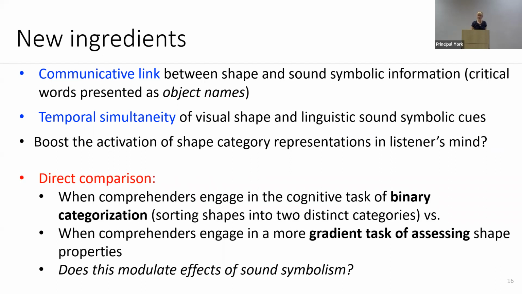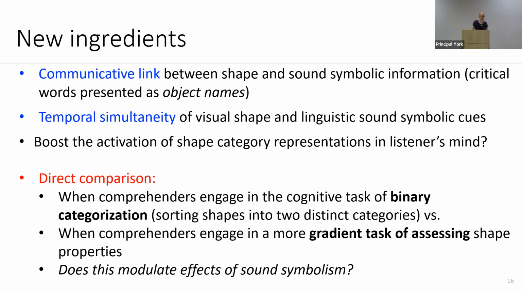But crucially, as we saw in that initial example, we also really want to focus on what kind of cognitive process the participant is engaging in. Are they doing a binary categorization task where we're forcing them to sort the shapes into two distinct categories, two distinct bins, round or sharp in this case, where we might have this tie-breaking situation where they have to resolve or choose between two competing options? So is that the cognitive task they're doing?